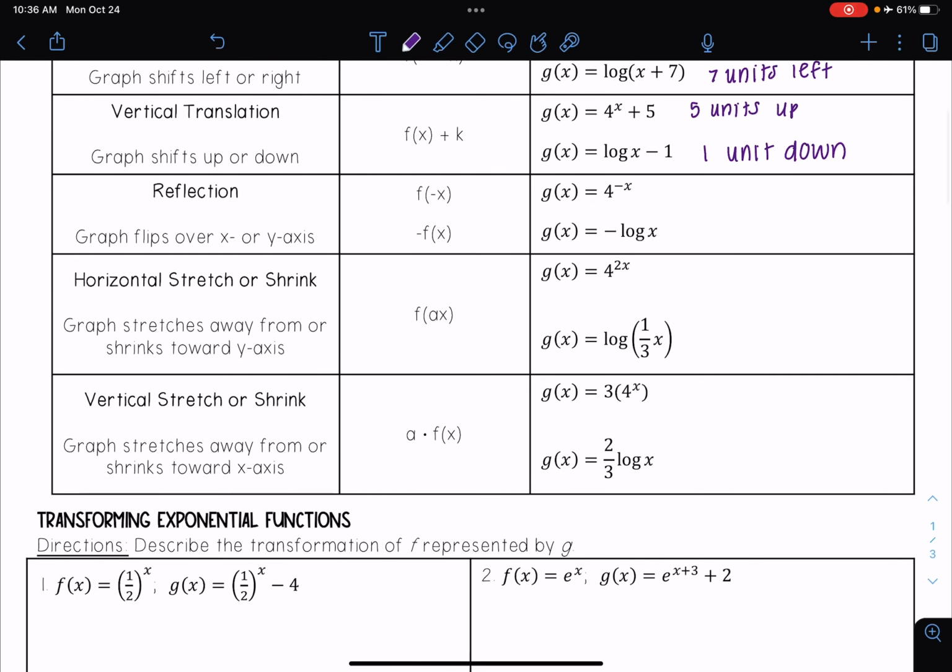A reflection is when the graph flips over the x or y axis. So f of negative x, that would be a reflection in the y-axis. And negative f of x would be in the x-axis. So here, for example, 4 to the negative x, that would be a reflection in the y-axis. And then g of x is equal to negative log of x, that would be a reflection in the x-axis.